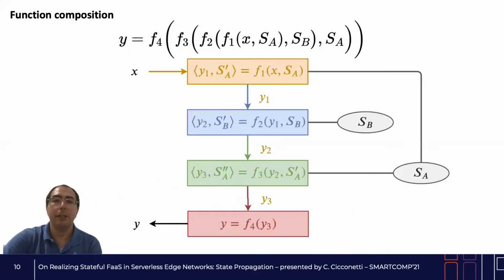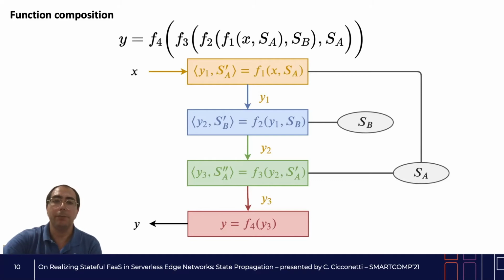This pattern can also be extended to the general case when an application is composed of multiple functions which are called from one another, which is very typical in serverless computing in the cloud. In this case, for instance, we have an application composed of 4 functions, F1, F2, F3, and F4. F2 requires a piece of state called SB, while F1 and F3 require a state called SA. So the notation is a bit redundant maybe, but I think the point is quite clear.